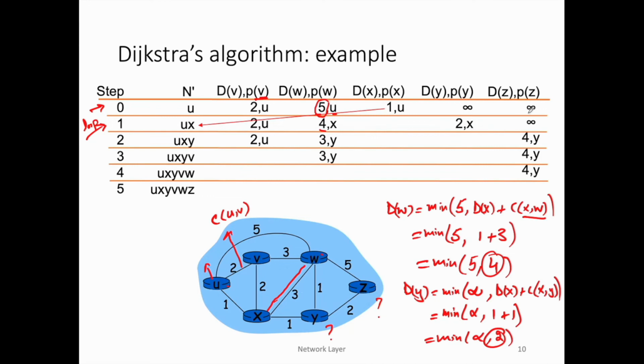And what about the cost to reach z? There's no change. Why? Because z is not the direct neighbor of the newly added node, the node that we have added into N. So the newly added node into N is x, and z is not the direct neighbor of x. Okay. So what do you think? Again, we are in this loop.